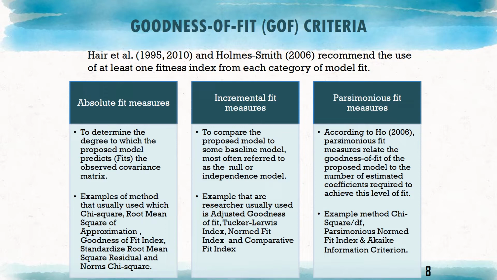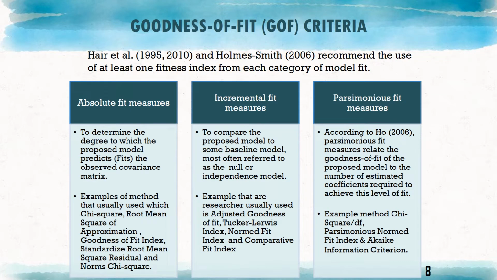Absolute fit measures determine the degree to which the proposed model predicts the observed covariance matrix. Examples that are usually used are chi-square, root mean square error of approximation, goodness of fit index, standardized root mean square residual, and normed chi-square. Incremental fit measures compare the proposed model to some baseline model, most often referred to as the null or independence model. Examples that researchers usually use are adjusted goodness of fit, Tucker-Lewis index, normed fit index, and comparative fit index.